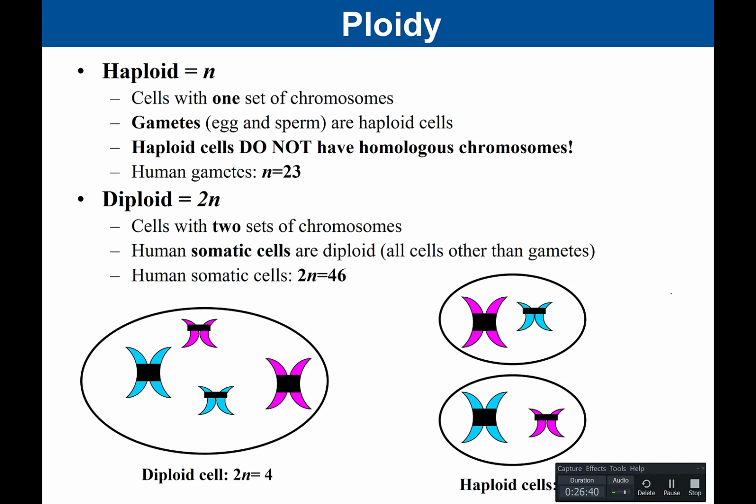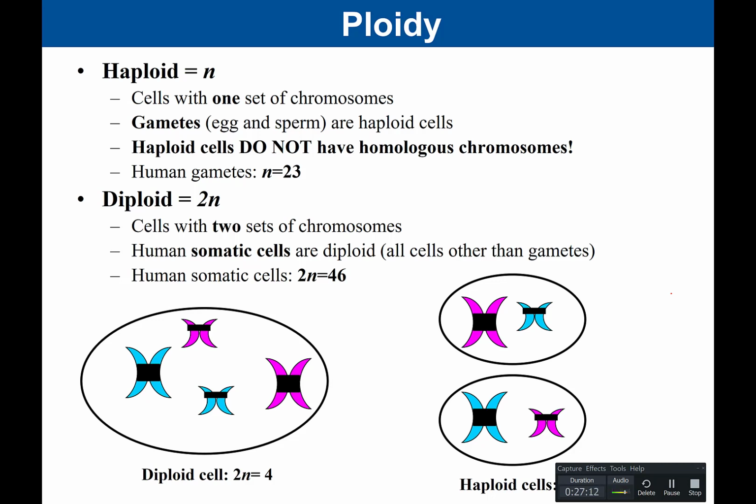So let's take a look at what we call ploidy. If we call a cell haploid, think half. It has half its chromosome number. This is a cell with only one set of chromosomes, meaning it does not have its homologous pair. So one of the easiest ways to determine if a cell is haploid or diploid is to look for, do they have their homologous pair? If they do not have their homologous pair, they are haploid.